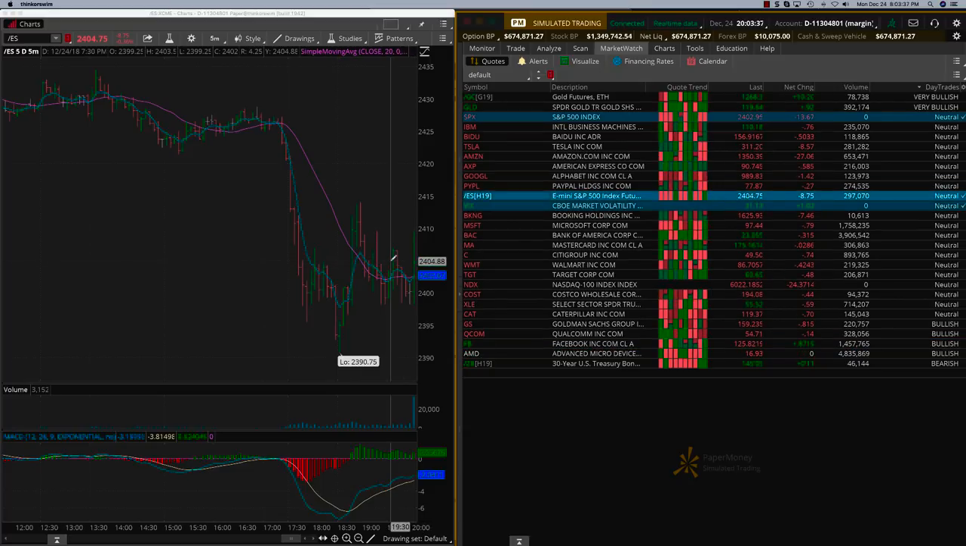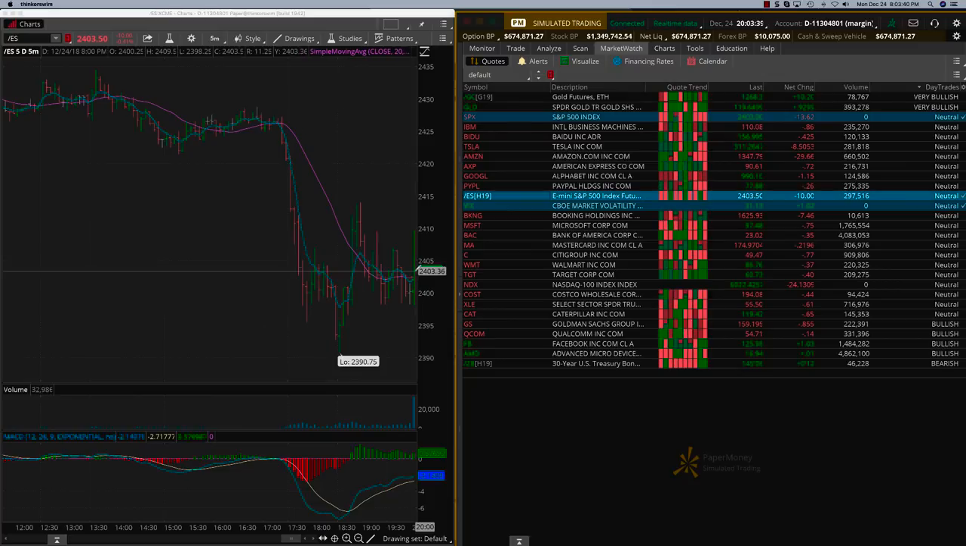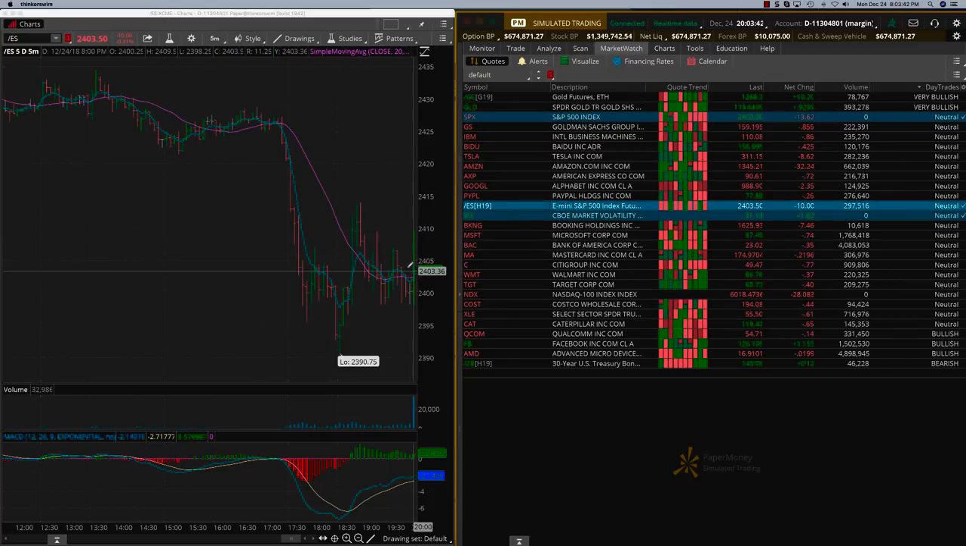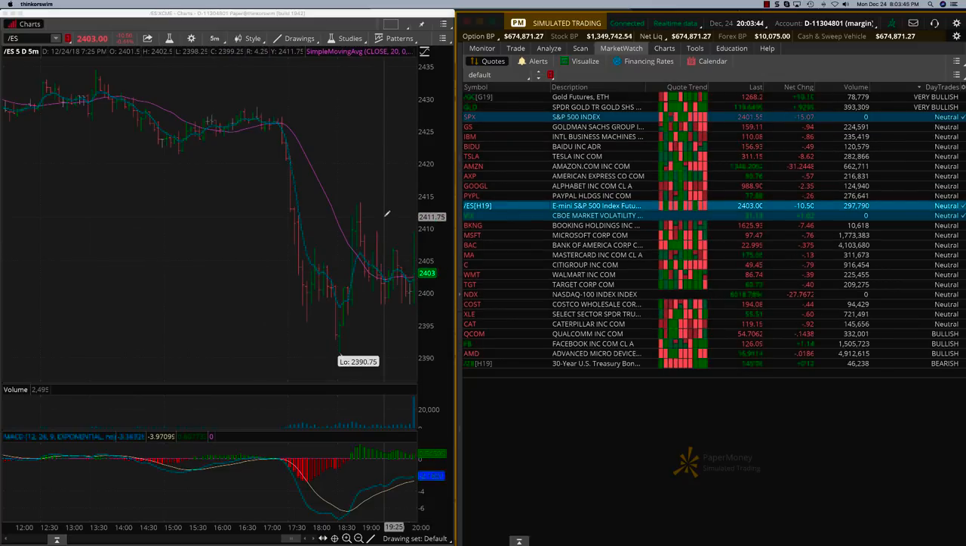Right now, there is no real trade opportunity as I see it. The S&P moved up higher, but it seems to be struggling. So I'm just going to pause it and we'll wait and see.